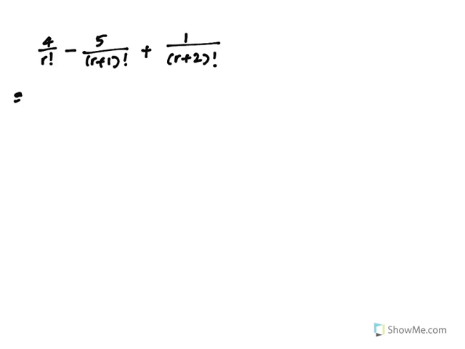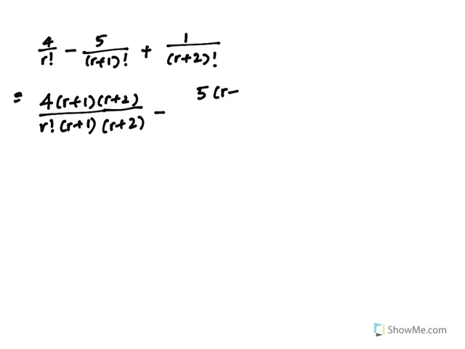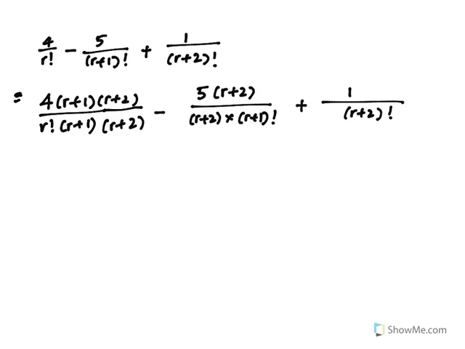So number 1, r factorial, I can say this is the same as r plus 1 times r plus 2 over r factorial times r plus 1 times r plus 2. If I multiply the top by r plus 2, the denominator will also multiply by r plus 2. Similarly, for the second term, I multiply by r plus 2 on the top, and the denominator becomes r plus 2 multiplied by r plus 1 factorial. The last term will just be by itself, r plus 2 factorial, because this is the largest term.